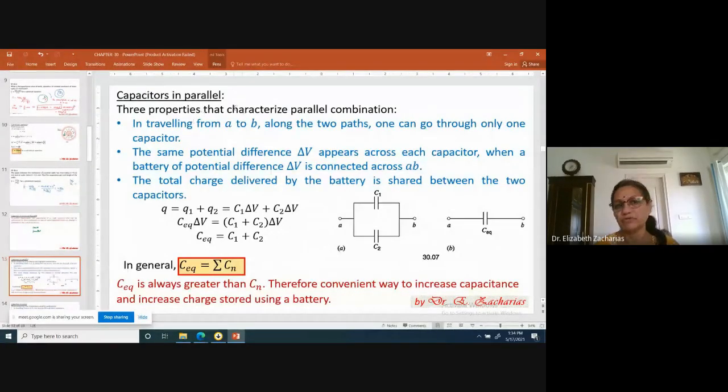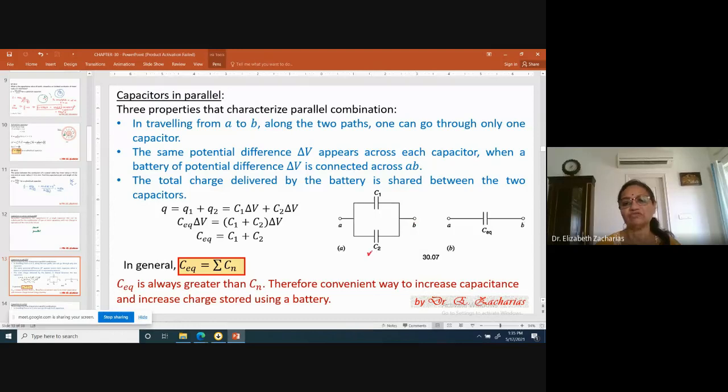So first, let us start off with capacitors in parallel. Now, what is the meaning of connecting capacitors in parallel? So look at this. You have a figure here. You have two capacitors C1 and C2 connected in parallel, and you have two terminals A and B here.